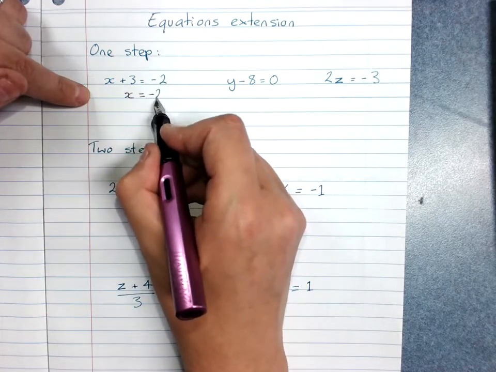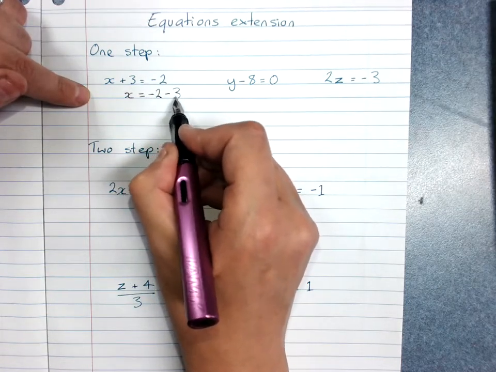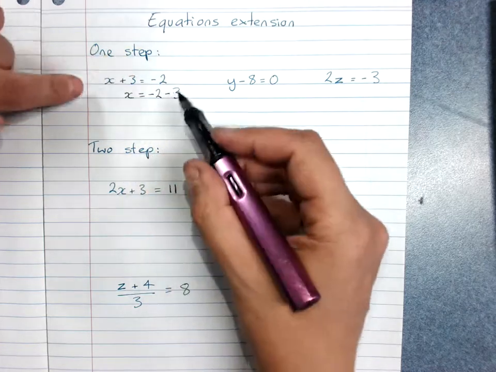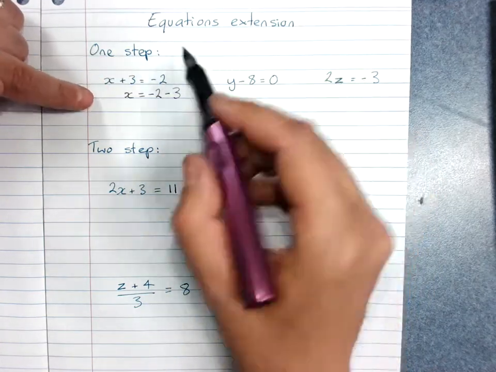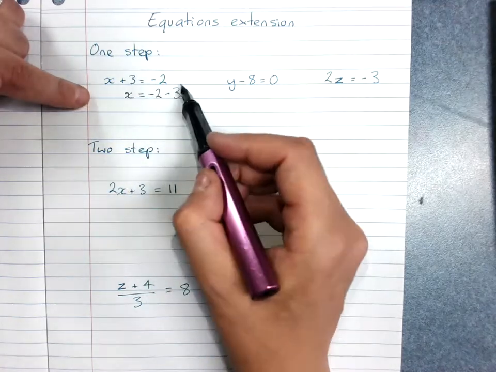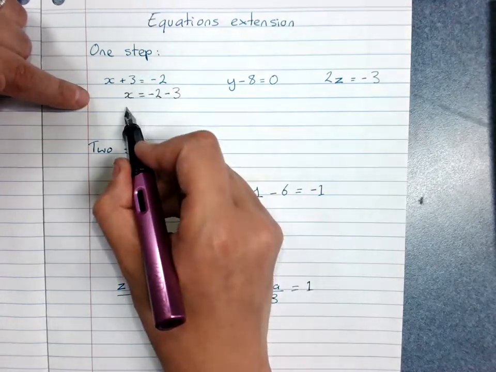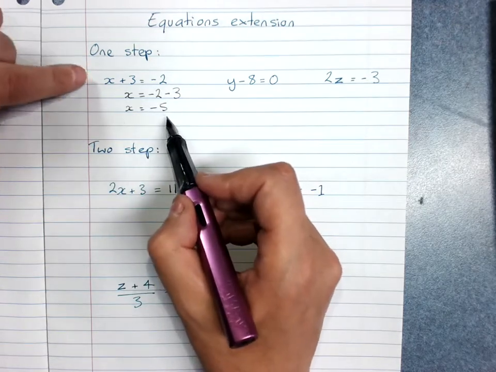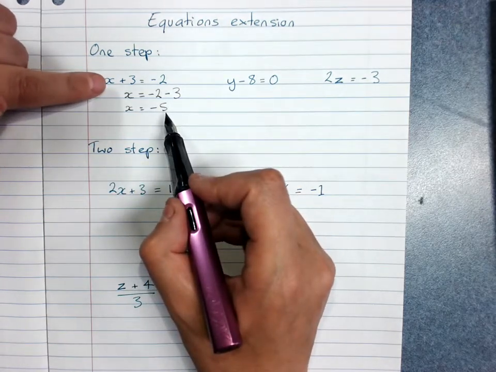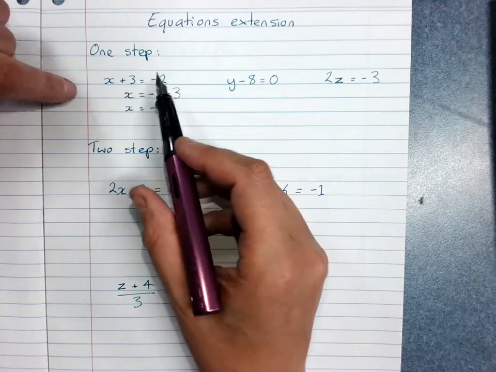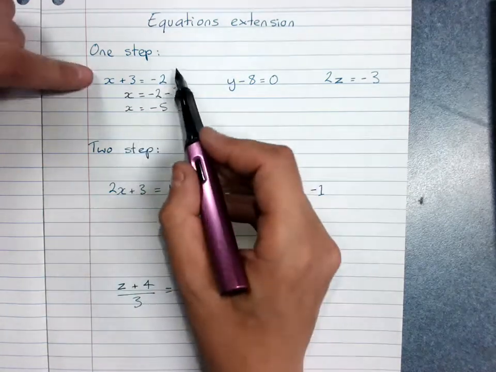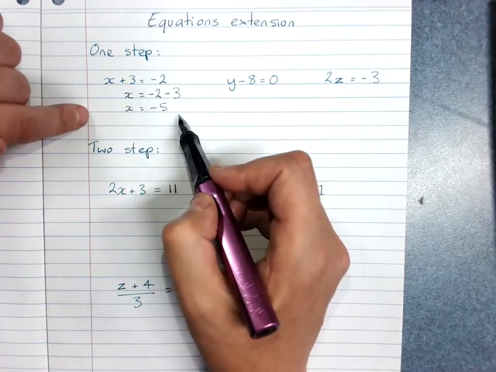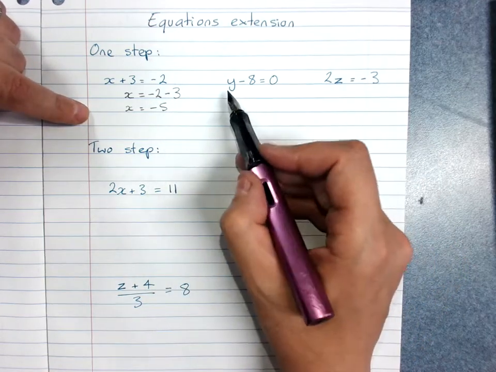I had -2, and I subtracted 3, and that is I have subtracted 3 from both sides. The 3 is gone from there, and I'm subtracting 3 here, so x equals -5. We check by substituting back in. -5 plus 3 is -2. We're correct. So this is appropriate working for a one-step equation.